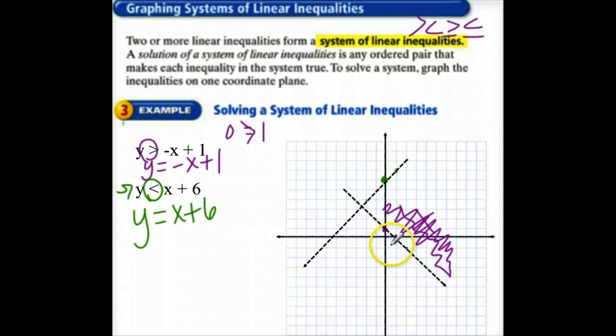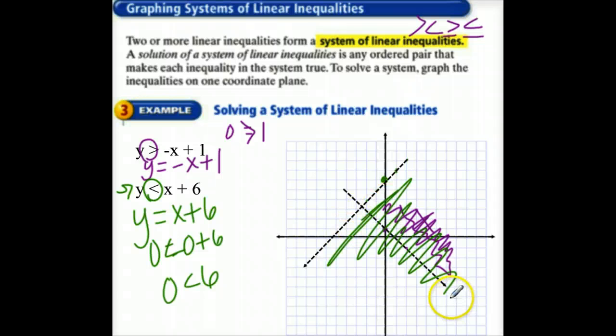Where do I need to shade? Well, I'm going to use 0, 0 again. 0 equals 0 plus 6. Oh, sorry. Is 0 less than 6? Yes, it is. So I'm shading the side that 0 is on, which means everything on this side of my line. So we have two shaded regions. One in purple was all of this. One in green is all down here. The only part that they share is this side, so where the purple and the green both blend. This region are all solutions to both of these inequalities.